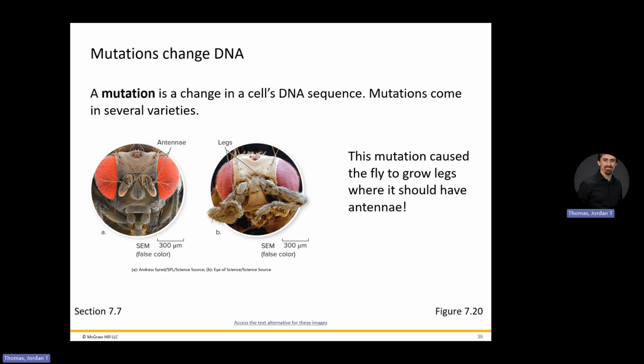In this example here, this mutation caused the fly to grow legs where it should have antennas. So normally, this fruit fly has these small little appendages on its face that are the antennas. But the scientist was able to affect the gene for the antennas to make it legs instead. So that's an example of what a mutation can do in a fly. Instead of it growing antennas on its face, it grows extra legs.